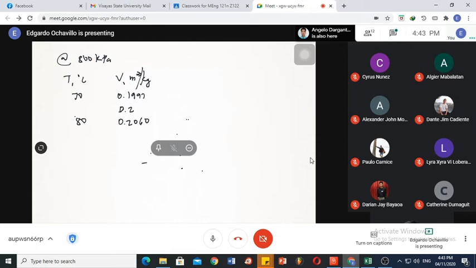So we'll use the linear interpolation to get the values of our temperature here, temperature of our ammonia. Okay, so linear interpolation. You're familiar with the linear interpolation, right? Yes.